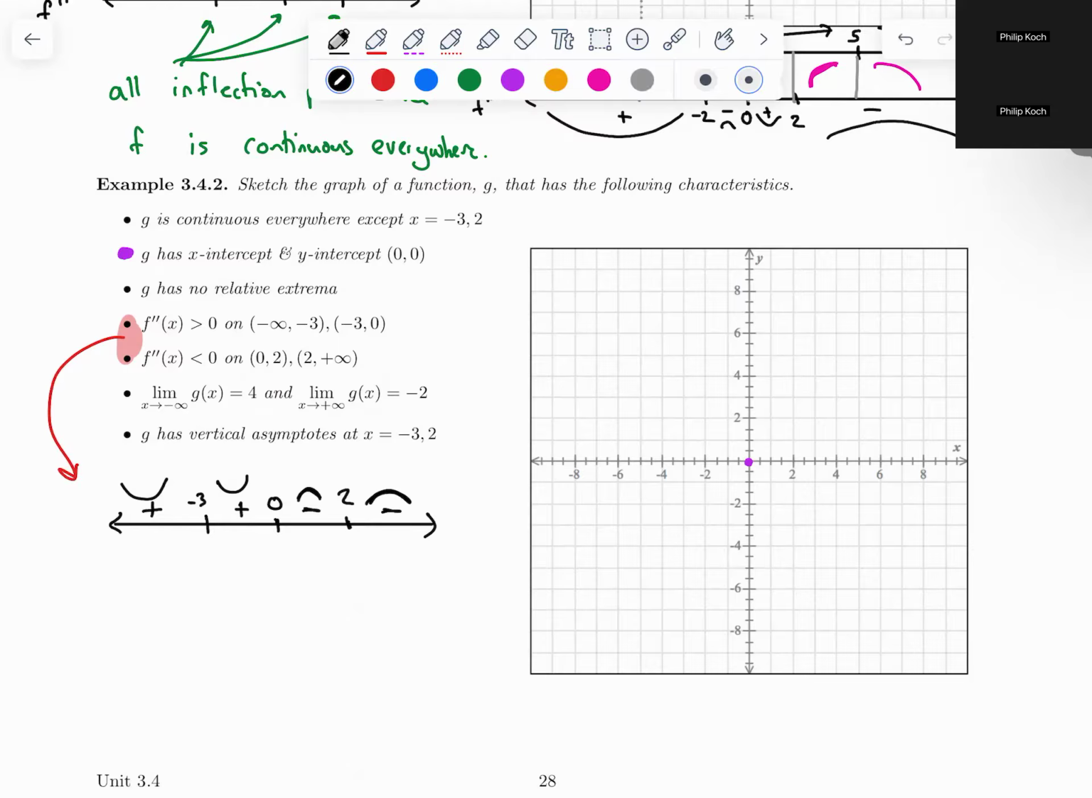And concavity changes at 0. Is 0 going to be an inflection point? Take a second. Concavity does not change at -3, and furthermore, the function isn't continuous there, so that's not going to be an inflection point. The same thing is true at 2, but at 0, it changes concavity. It goes from concave up to concave down, and this function is continuous everywhere except for -3 and 2. So that is a place where concavity changes and exists on the function. This is an inflection point.